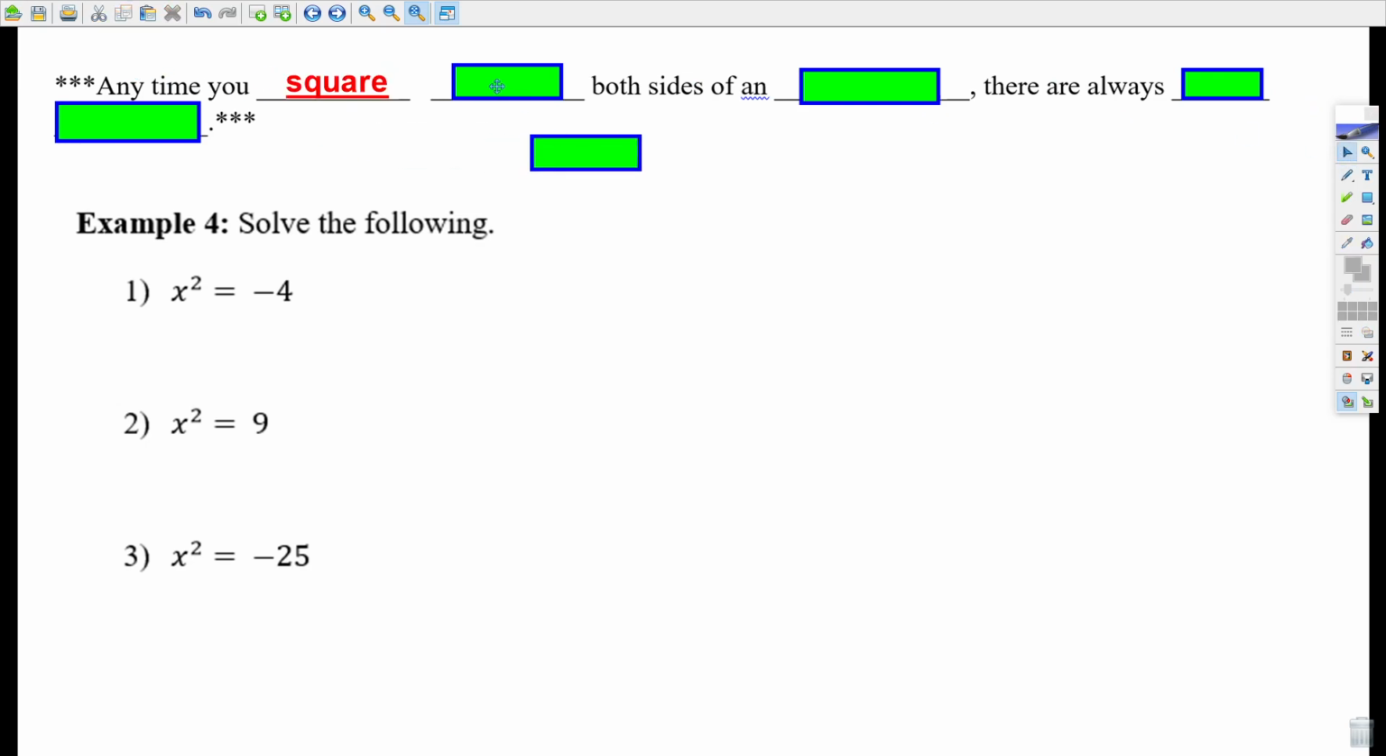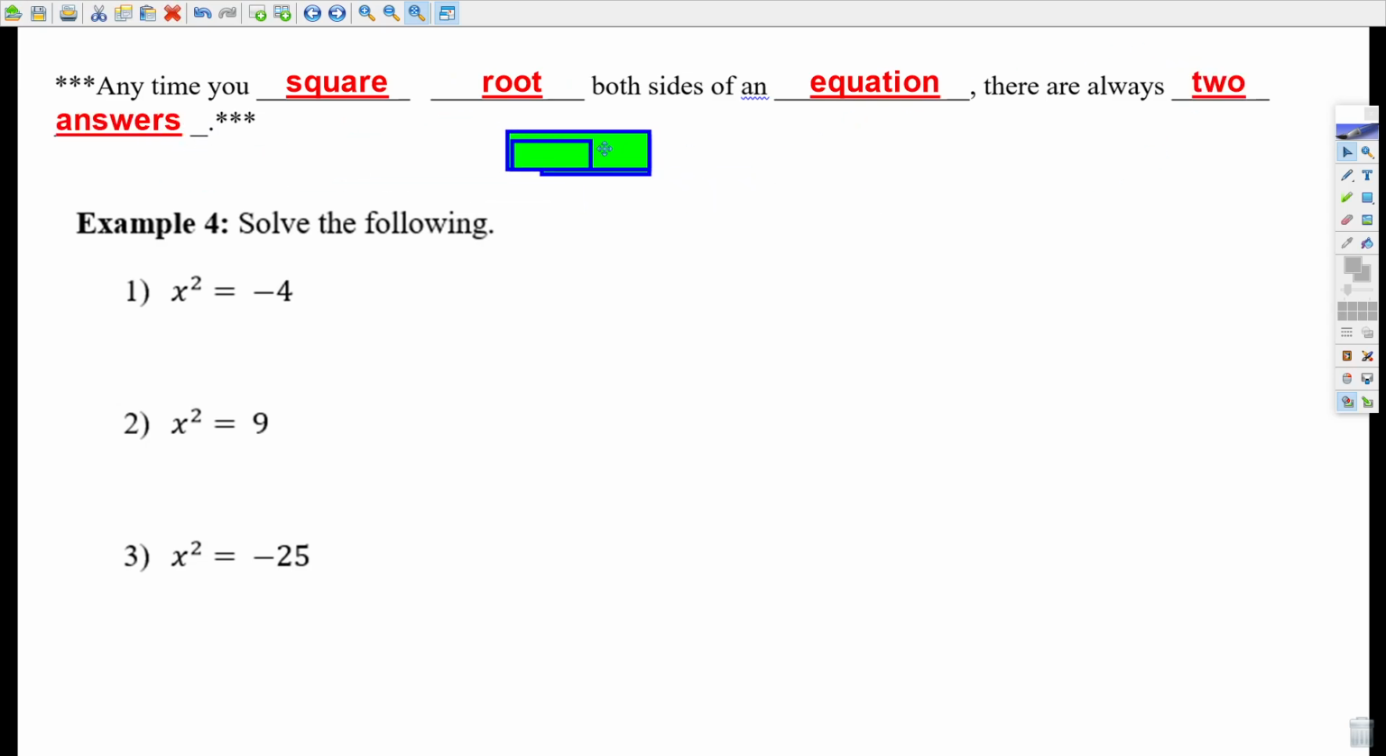All right, so anytime you square root both sides of an equation, there are always two answers. So we're going to start solving these problems, but some of these will include some i answers. But just remember, when we solved these earlier in the chapter, it's been a while, when you square root both sides of an equation, there's always going to be two different answers.